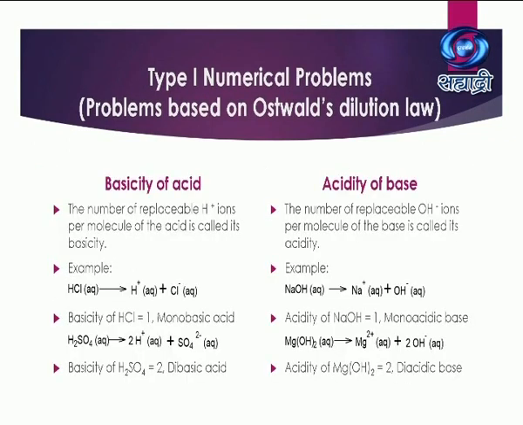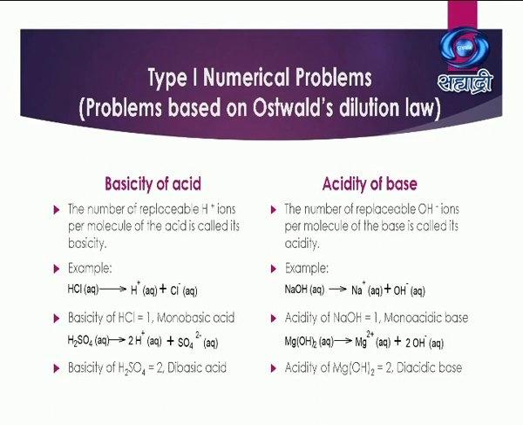Then one more term that you have to remember is the basicity of acid. The number of replaceable H plus ions per molecule of acid is called its basicity. So here is the example given. HCl aqueous gives H plus aqueous plus Cl minus aqueous. Now with one molecule of HCl, you can replace one H plus ion during the neutralization reaction of this acid.